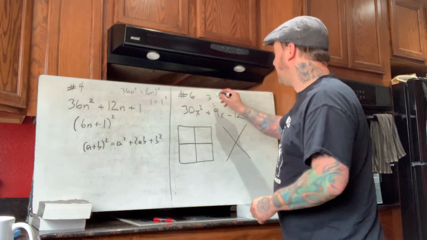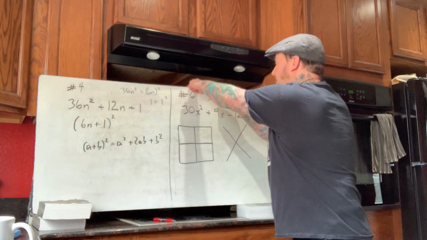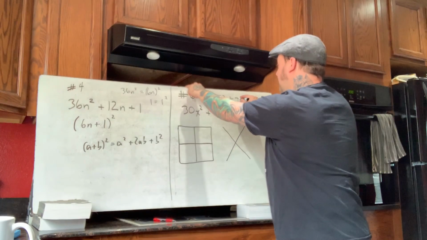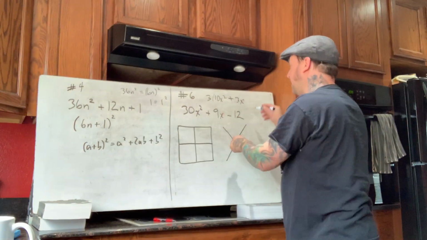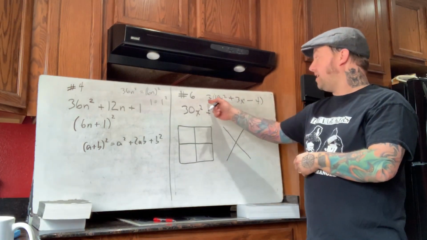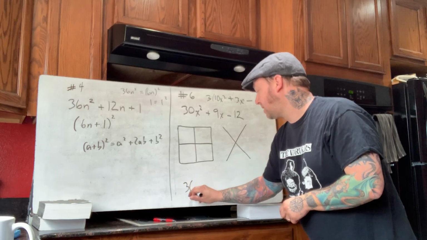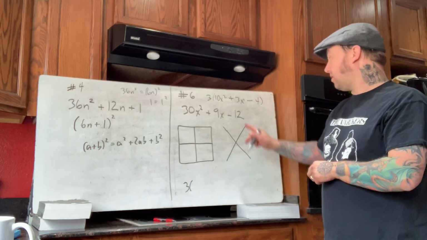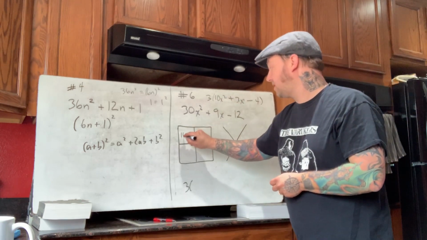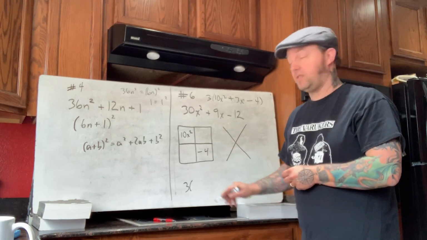That's okay. 3 times, what are we left with? 3 times what is 30x squared? 10x squared. 3 times what is 9x? 3x. 3 times what is negative 12? Negative 4. All right, now, when we write our answer, we've got to remember we're going to have the 3 down there. Okay, so first things first, 10x squared goes here, negative 4 goes here.